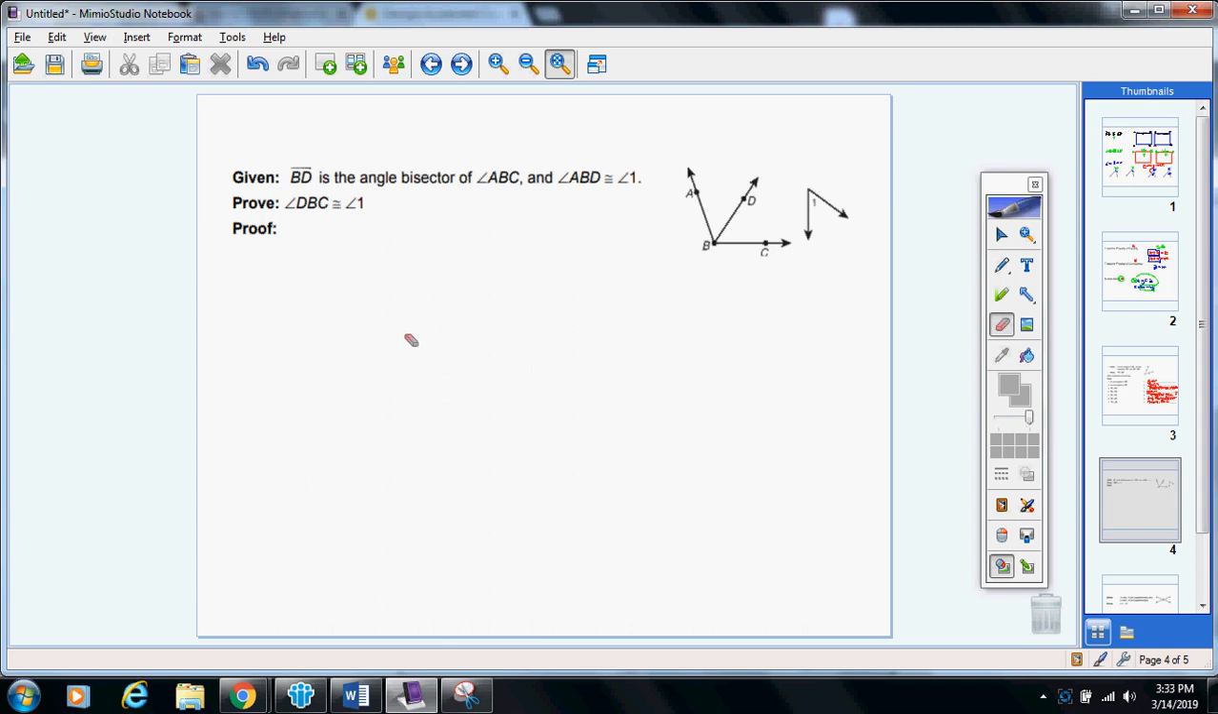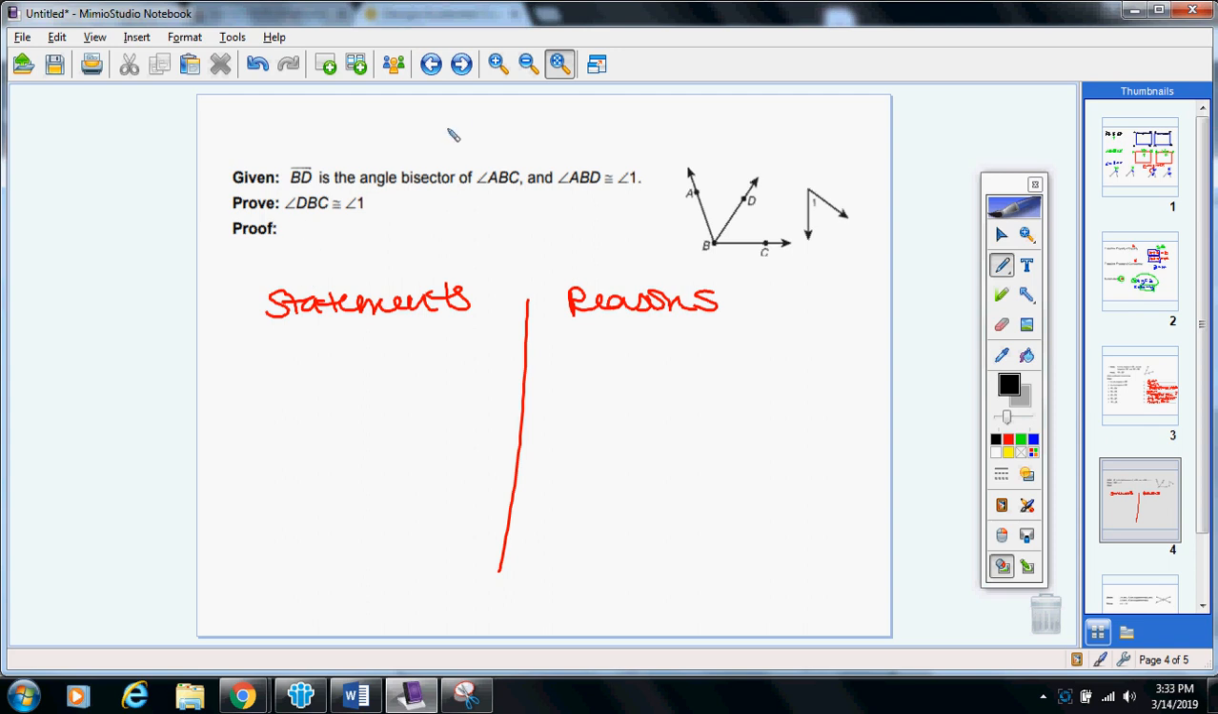And so again, we're going to start with what we know. So I'm going to put, okay, so we'll do my statements over here, and we'll do the reasons or justifications, whatever you want to call them, on the right. Okay? So let's start with what we're given.